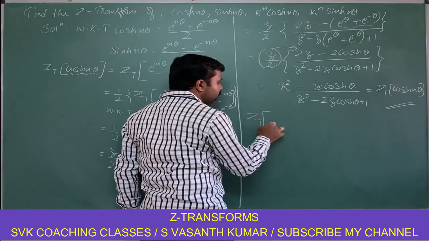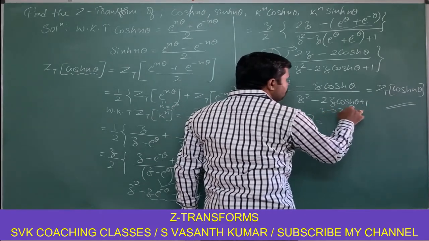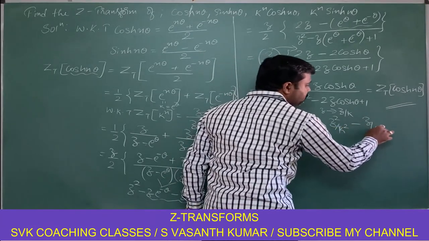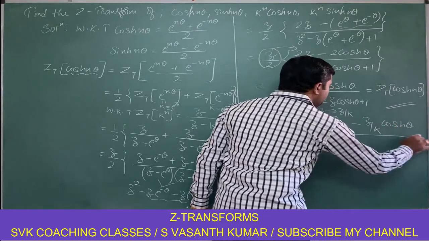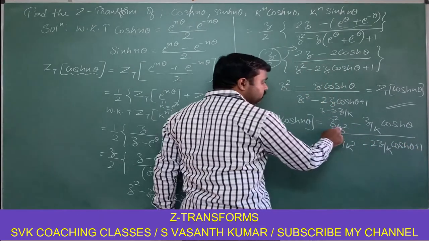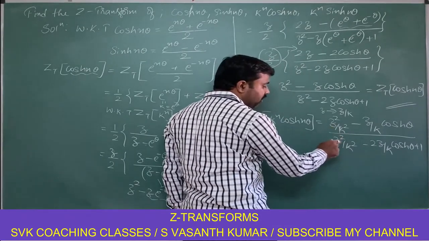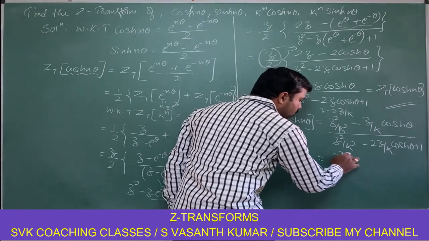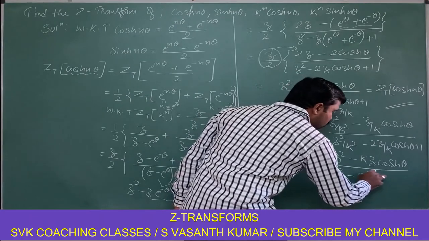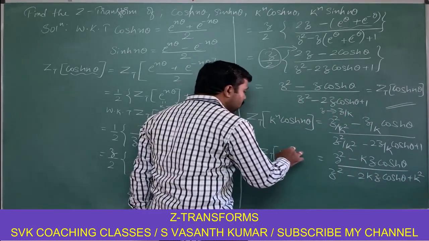Now I can find out Z transform of k power n cos h n theta. Just replace z by k in the above expression. So we are going to get z square by k square minus z by k cos h theta whole divided by z square by k square minus 2z by k cos h theta plus 1. As you take the LCM in both numerator and denominator, you are going to get the LCM as k square. So just multiply and divide both numerator and denominator by k square. You are going to get z square minus kz cos h theta whole divided by z square minus 2kz cos h theta plus k square. That is what Z transform of k power n cos h n theta.